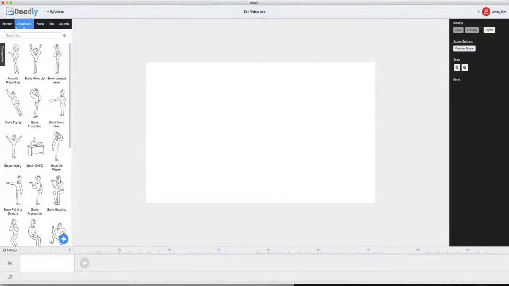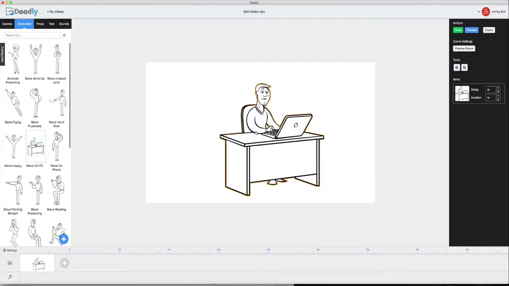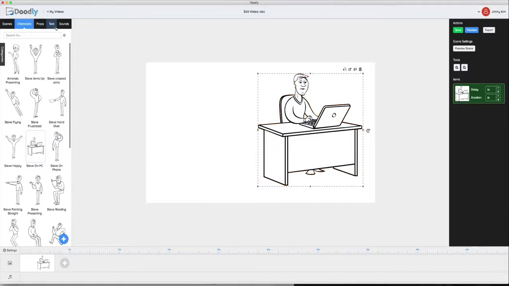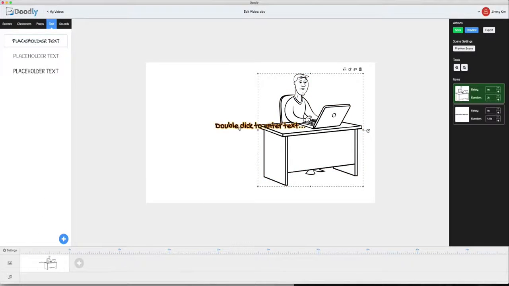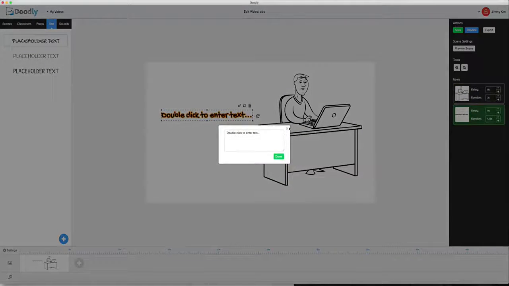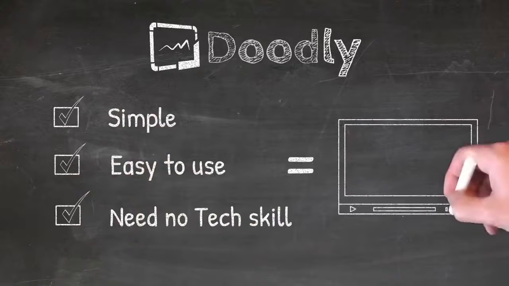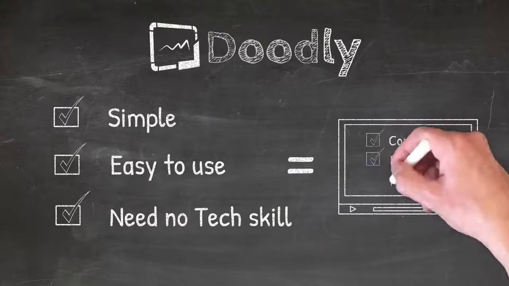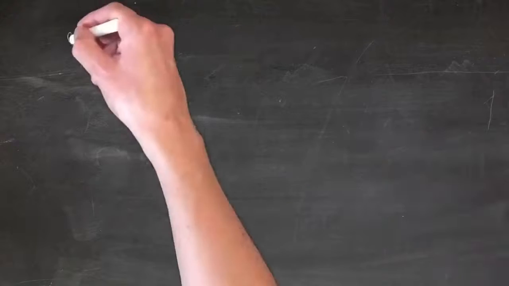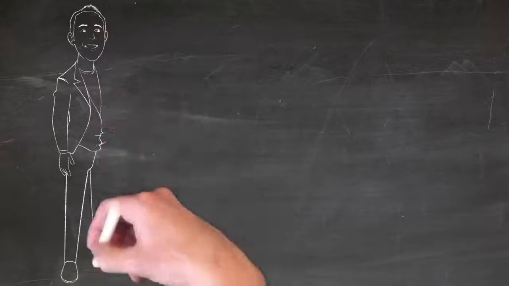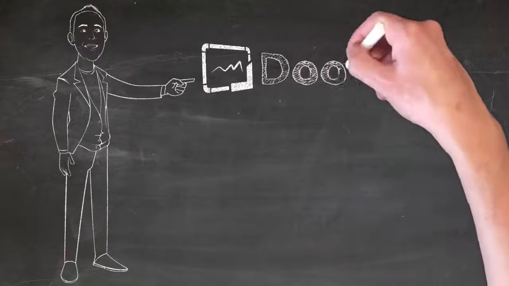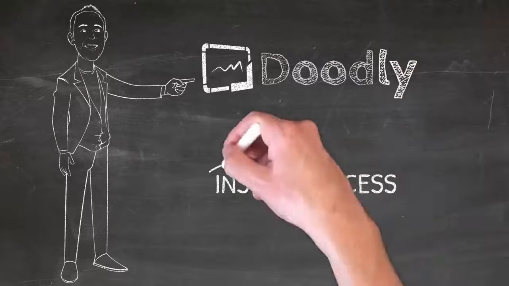So let's start by building a quick doodle video. First, I select a character, and I drag it to the right. I can simply add some text, I can click on it, and change the text. I can resize, easy to use, and no tech skills required. The result? High converting, highly engaging professional videos at your fingertips. We've really taken the doodle video to the next level with this software. We're really excited to see what you can do with it as well.